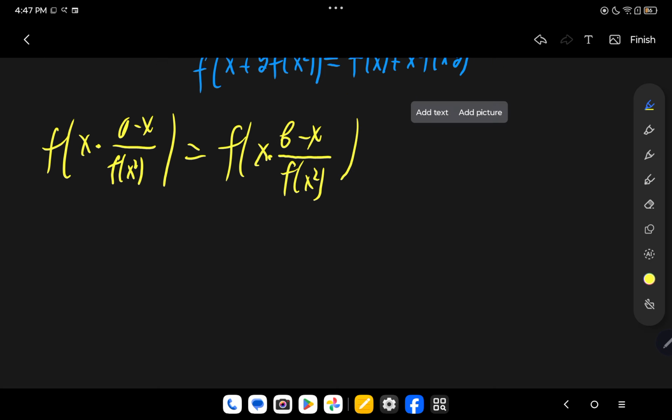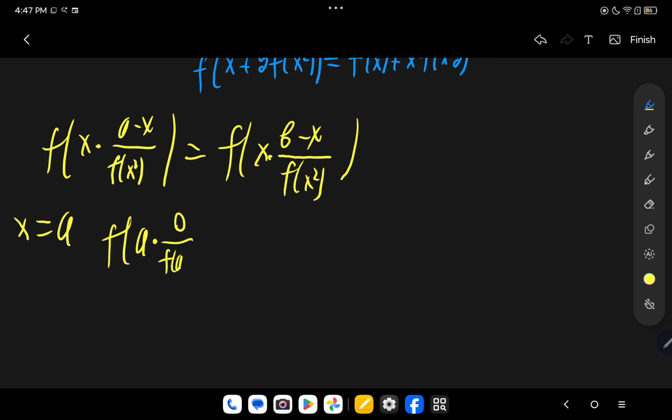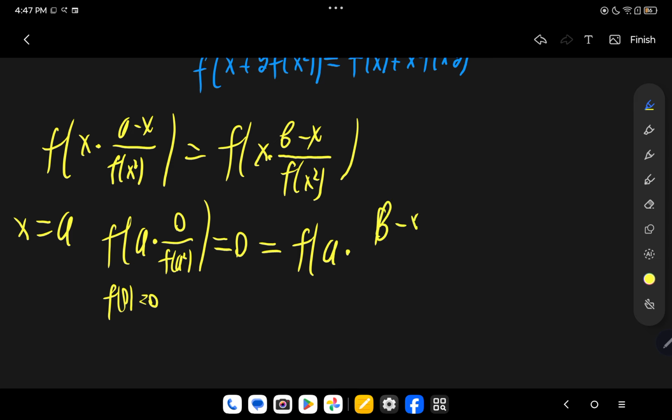Now if we put x equal to a, we will get f(a) times 0 divided by f(a) squared is equal to, we know that this is 0 because f(0) is 0, and this should be equal to f(a) times b minus a divided by f(a) squared.